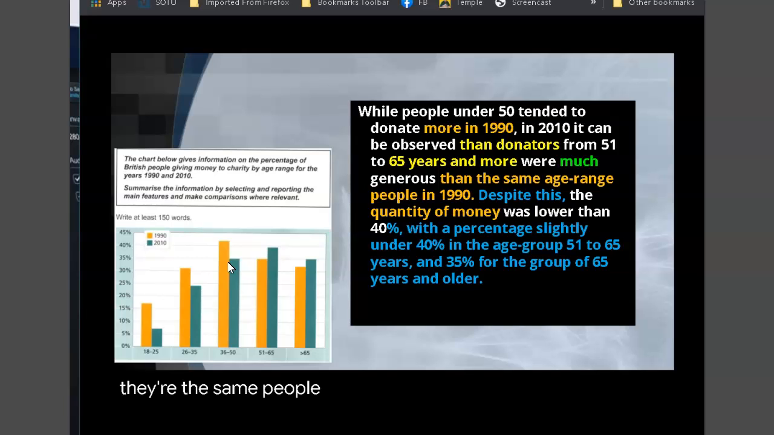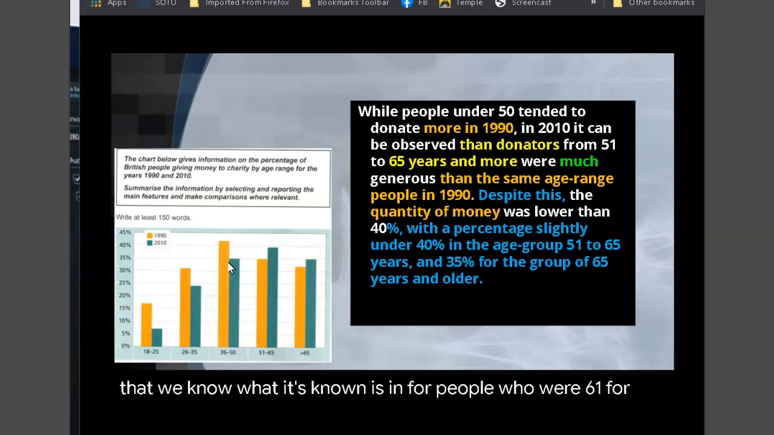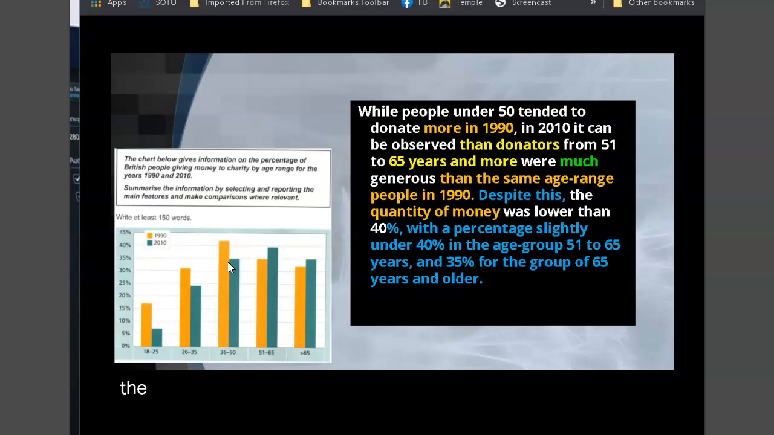Anyway, despite this, the quantity of money is unknown, was lower than 40%, with a percentage slightly under 40% in the age group 51 to 65 to 35 years, and 35% for the group of 65 years and older. Yeah, how many times did you use the word years? You don't need to say that. We know, it's known for people who were 61, amongst 51 to 65. Well, that would be precise. Don't use words you don't need to.